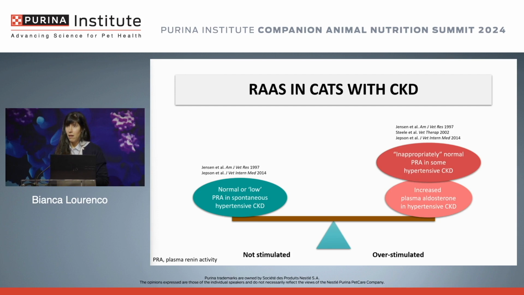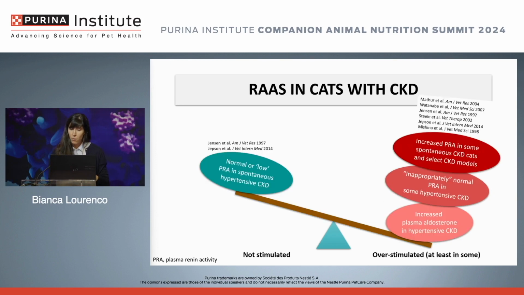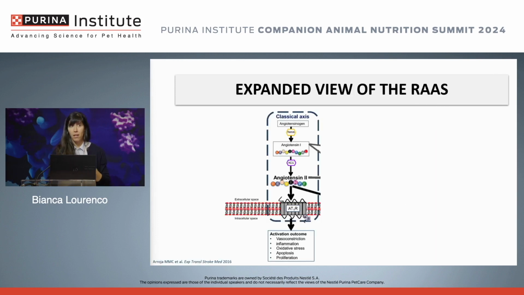Now, I would argue that having a normal plasma renin activity in a hypertensive animal would be inappropriate. So I would consider that as evidence that maybe the RAS is actually overstimulated. We also know that in some studies, including both spontaneous disease and chronic kidney disease models, plasma renin activity was also increased. So I think at least on average, there's data to suggest that at least in some cats, the RAS is overstimulated.